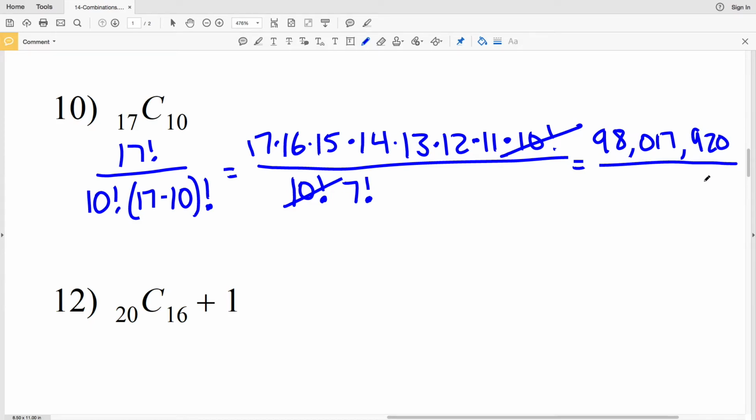98,017,920. And I'm going to divide that by 7 factorial, which is 7 times 6 times 5 times 4 times 3 times 2, which is 5,040. So when I do out that math, dividing 98,017,920 by 5,040, I'll get 19,448. That is the number of combinations given 17 items and choosing 10. Now I want to remind you that if you don't want to do this all out by hand, if you hit the math key on your calculator, you can scroll over to probability, and four down, number 4, is the factorial symbol. So you can be using that instead.